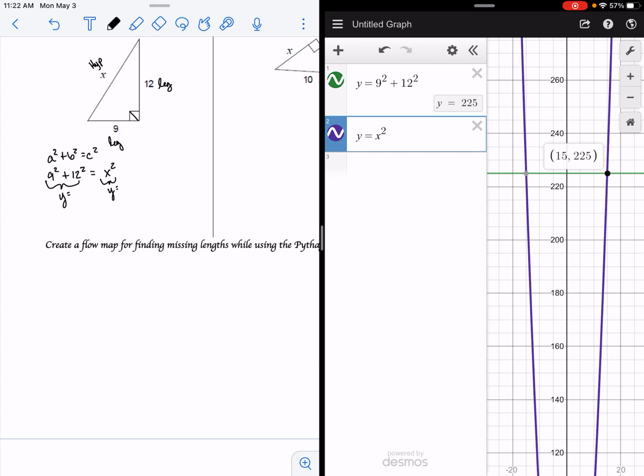And remember, I'm looking for the x values where they intersect. So I have x equals negative 15 and 15. Because we're solving for a side, we will never ever use a negative value. So x in this case was 15.